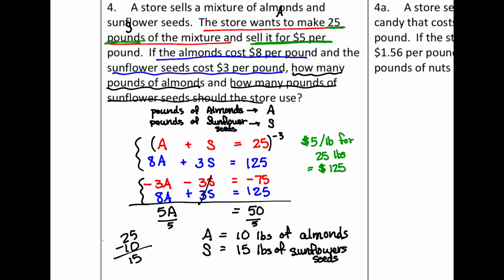I'm just going to sneak it in there. So I'm going to go 8 times 10 plus 3 times 15. Okay, so I have 80 and 45. Add those up, and I do get 125, so it checked. Again, is that necessary? No. Is it helpful? Absolutely.